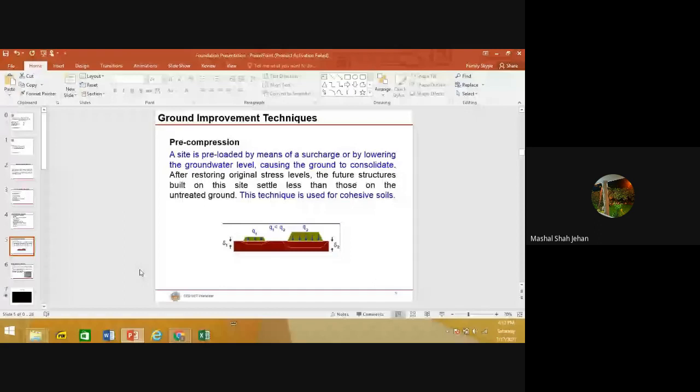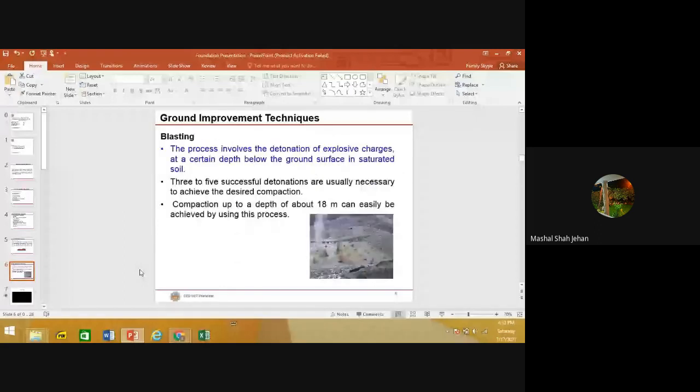So the first one is pre-compression. What happens in this method is that a site is preloaded by means of surcharge or by lowering the groundwater level, which causes the ground to consolidate. After restoring the original stress level, structures built on this site in the future will settle less than those on untreated ground. It's preferably used for cohesive soils. And then there is blasting.